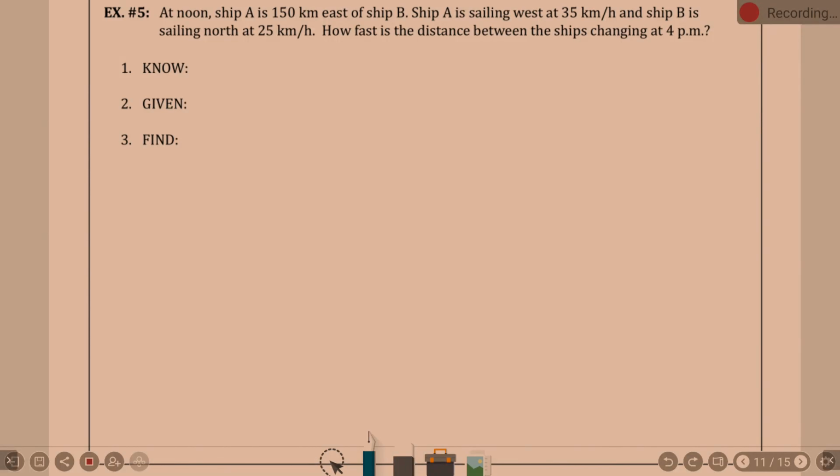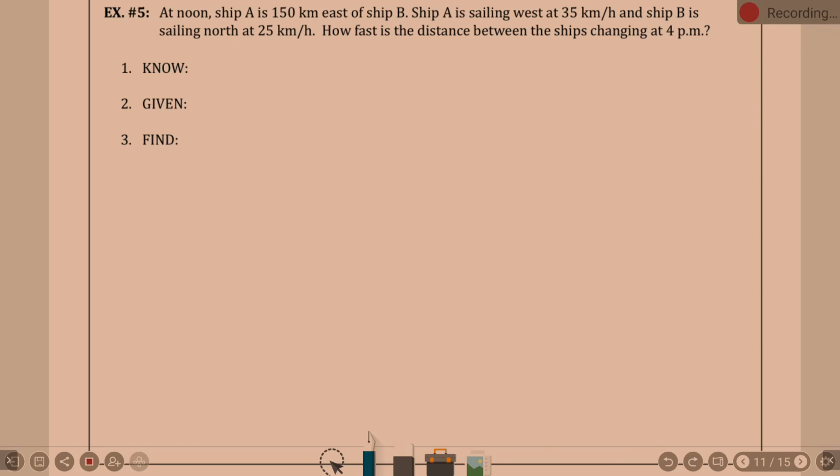At noon, ship A is 150 kilometers east of ship B. Ship A is sailing west at 35 kilometers per hour, and ship B is sailing north at 25 kilometers per hour. How fast is the distance between the ships changing at 4 p.m.?